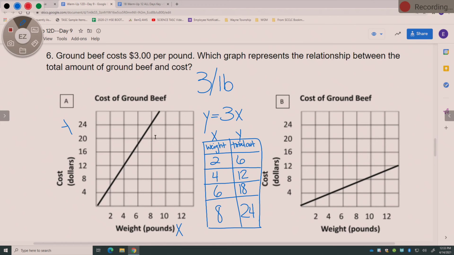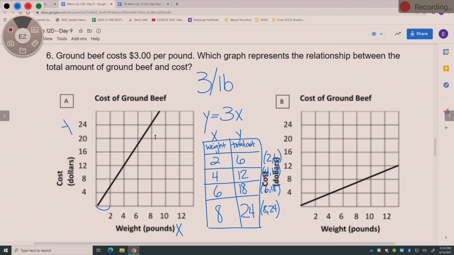So one of these charts is going to have the points (2, 6), (4, 12), (6, 18), and (8, 24) on their line. Well, let's start with chart A.